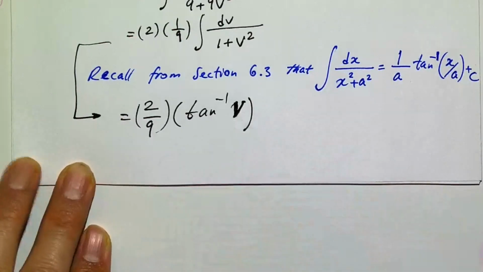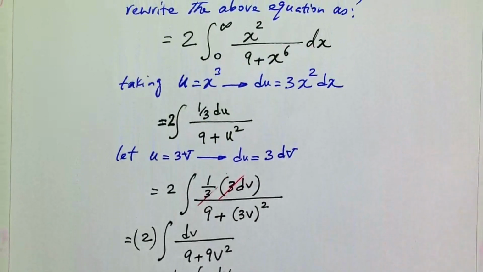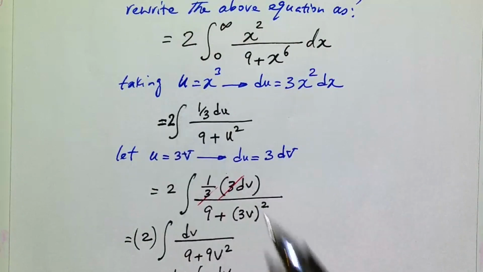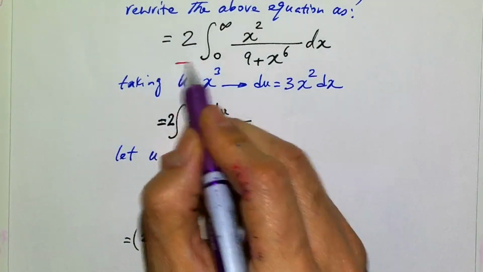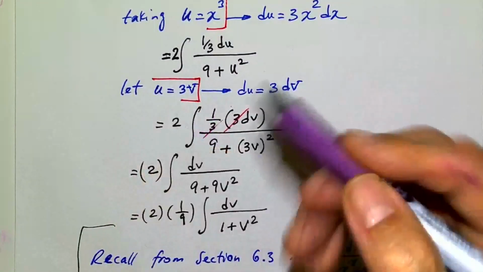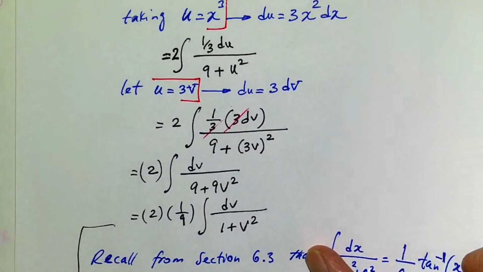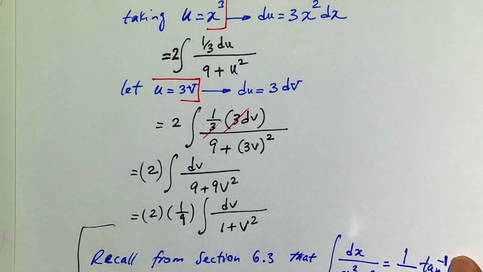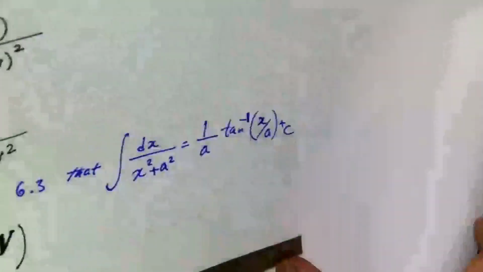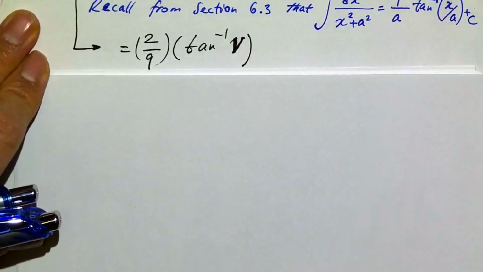Now, we made several substitutions, right? We substituted x cubed with u. We had that substitution, and then we had this substitution. So we have to go back to x. Let me do that, and I don't think I can fit it all on one page here for sure. So let me go to the next page.